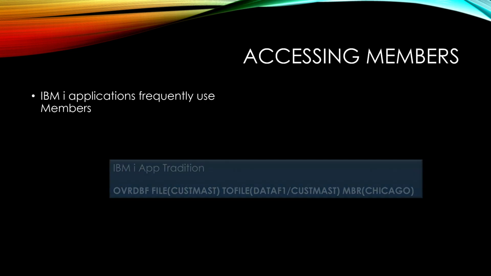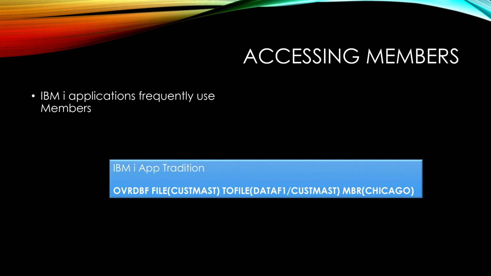First, accessing members. IBM applications frequently use members. We use the override database file command and specify a member. We go ahead and process that member. This is more of a legacy thing than a more contemporary application design, but nonetheless, it's still important to be able to access members using SQL.